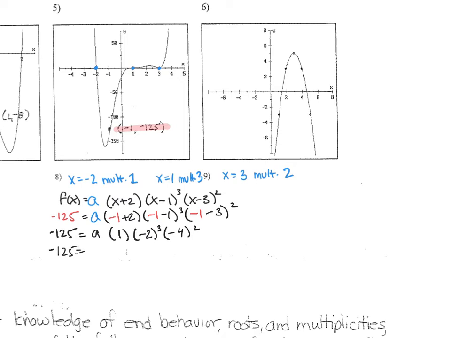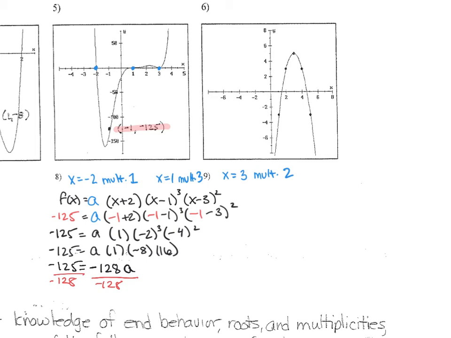So now I'm going to apply all the multiplicities. Please do not forget those. So it's going to be a times 1 times negative 2 cubed is a negative 8. Negative 4 squared is a positive 16. So we have 1 times negative 8 times 16. That's not something I know off the top of my head, so I'm going to grab my calculator. And I get that negative 125 is equal to negative 128 times a. So I'm going to divide both sides by negative 128. This is kind of a big number. Again, you can plug this in your calculator if you want. I'm just going to leave it as a fraction.